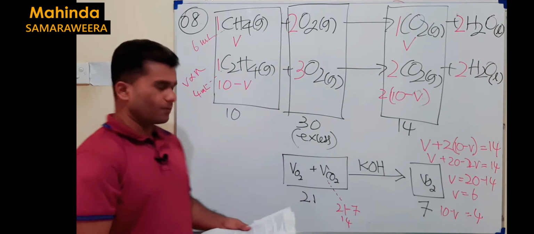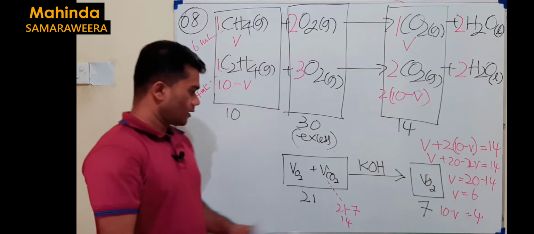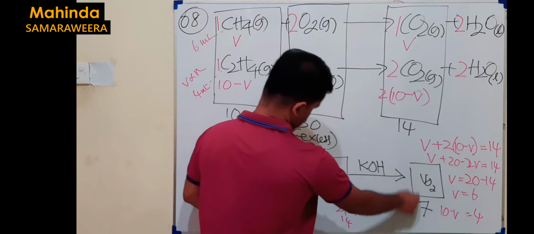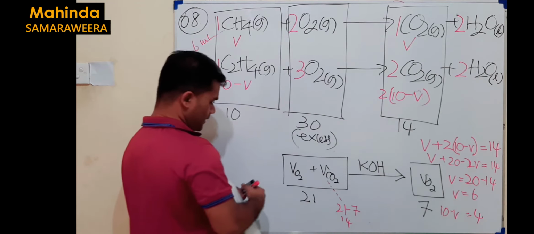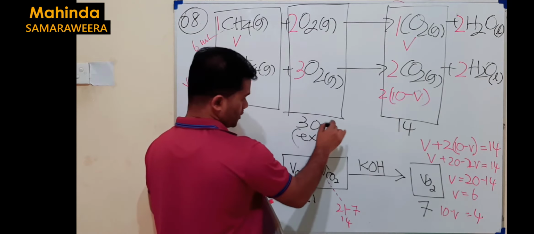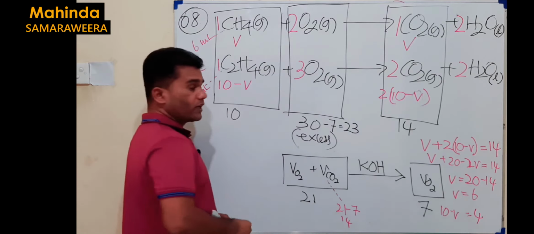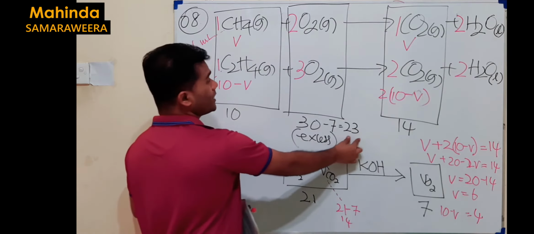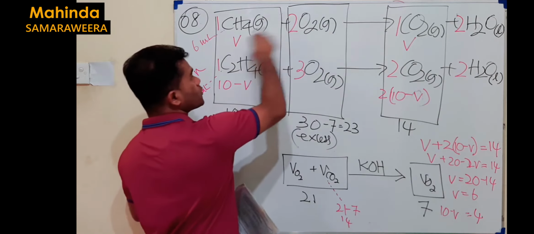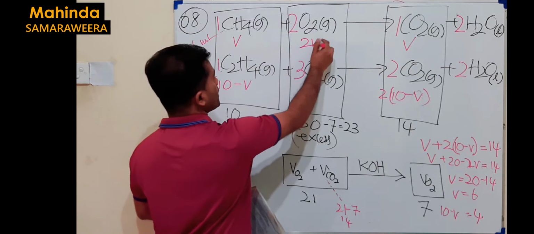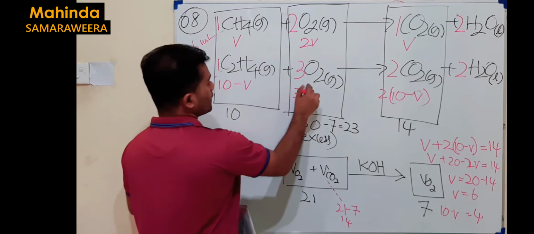But I should mention this one. There is another possible approach to this question according to the given data. 7 milliliter of oxygen remains and we used 30. Then what is the reactant amount? 30 minus 7 is 23. So 23 milliliter of oxygen reacted. If I consider these two reactions, 1 CH4 reacts with 2 O2, so V reacts with 2V. 1 ethylene reacts with 3 O2, so it reacts with 3 times.